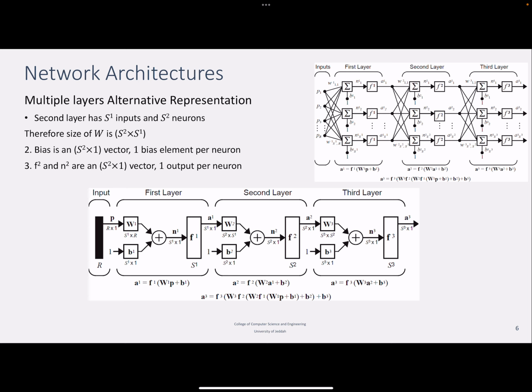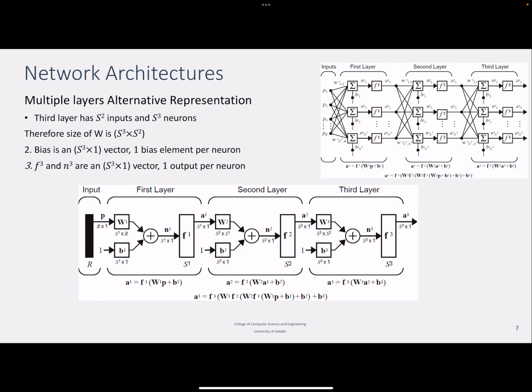The second layer may have a different number of neurons in it, say S2, which means that the weight matrix of the second layer will have dimensions S2 by S1. And we denote the weight matrix, of course, by W with a 2 in the superscript. The bias vector will, of course, be S2 by 1 in dimension and be denoted by, again, B with a 2 in the superscript. And, of course, the intermediate output N2, the activation function, and the output of the second layer A2 will all share the same dimensions, S2 by 1.